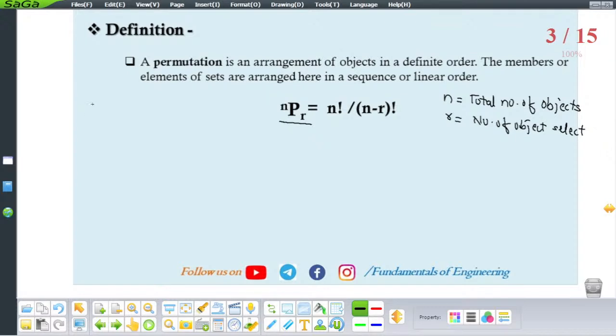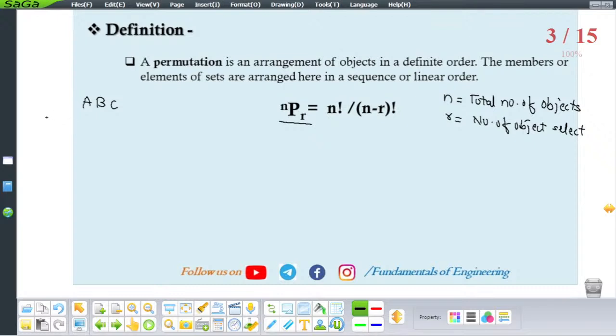For example, we have a 3-letter word, A, B, C, and we want to arrange it in such a way that we select all 3 letters, and based on these 3 letters we make the word. So we have this 3-letter word A, B, C. How are we going to arrange that?